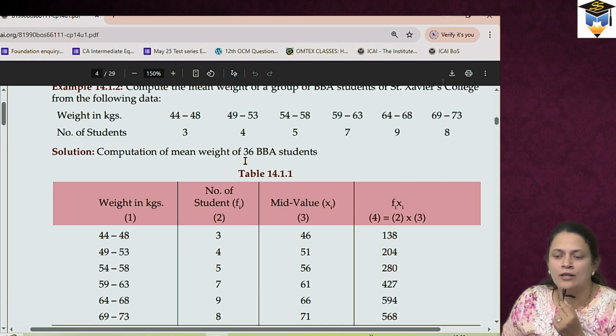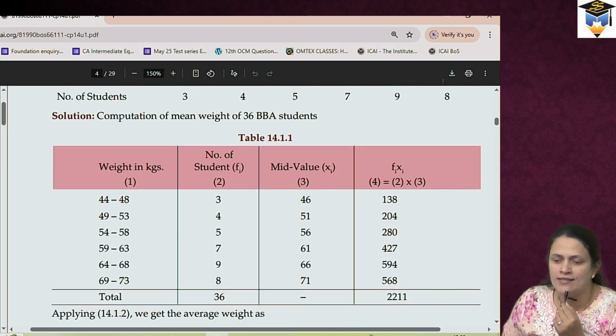Here you have to compute the mean weight of 36 BBA students. So now the classes are given to you, 44 to 48. How many number of students are there? Between 44 to 48, there are 3 students. Now what do we do? We find out the mid value. How do we find out the mid value of this class? 44 plus 48 divided by 2. Check whether it is coming out to be 46.